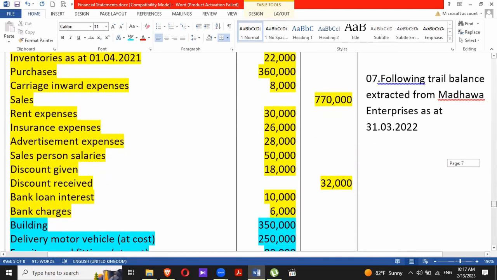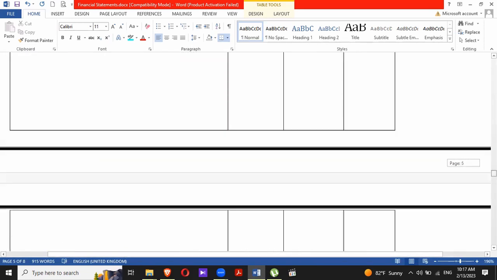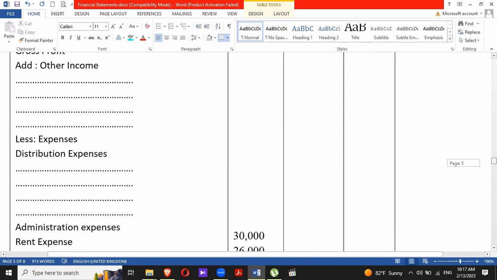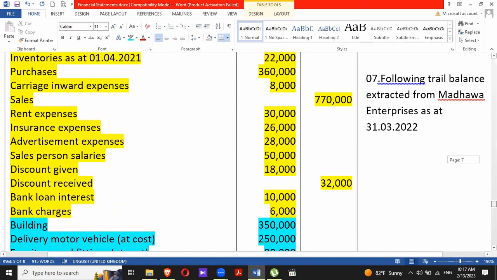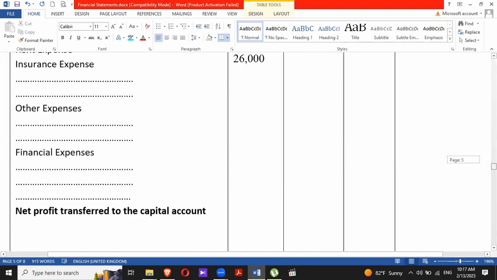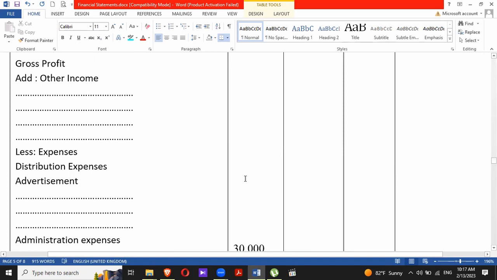Right. Next one, advertisement expense 28,000. Advertisement expense comes under distribution. Under the distribution expense, advertisement expense amount is rupees 28,000.